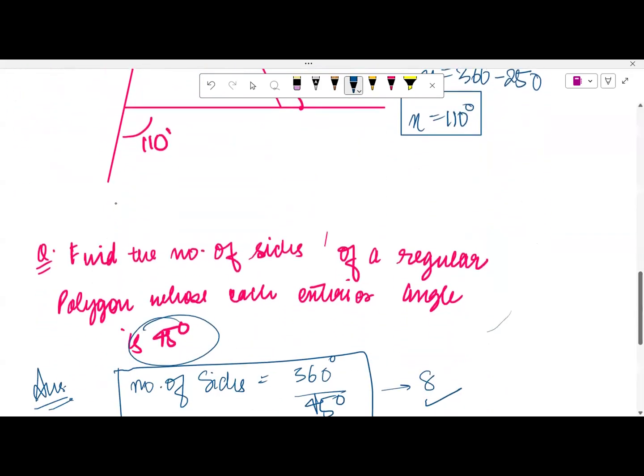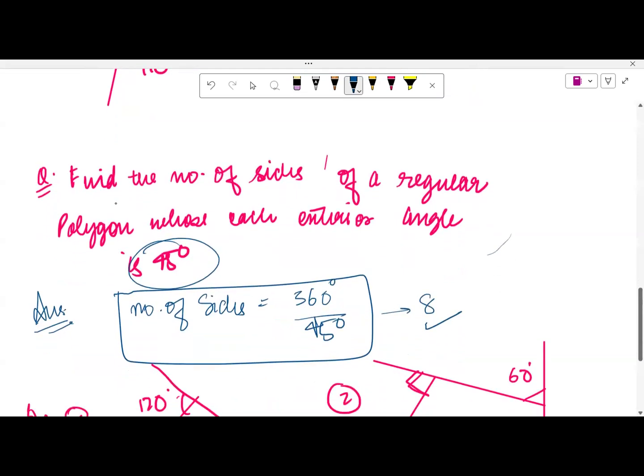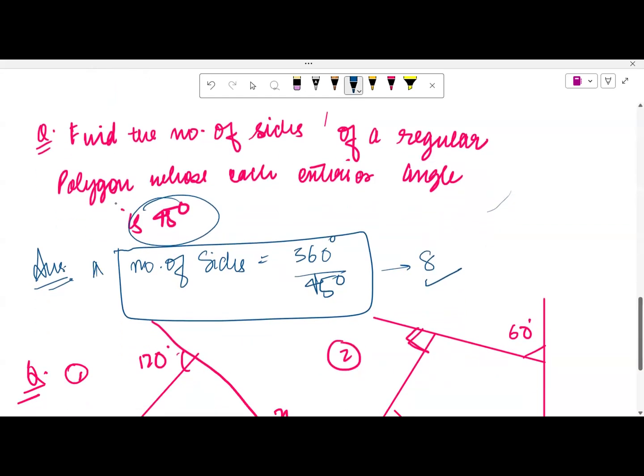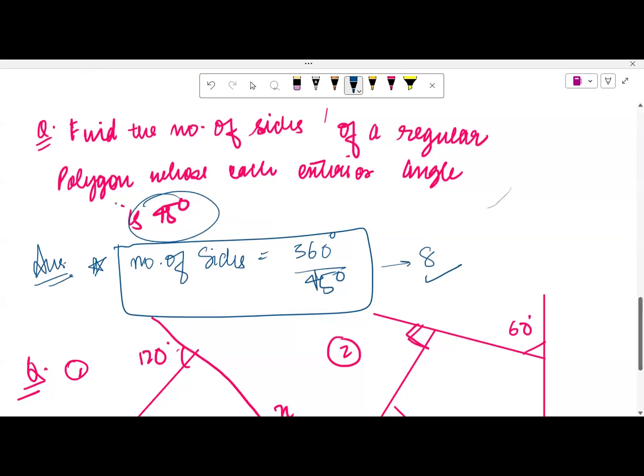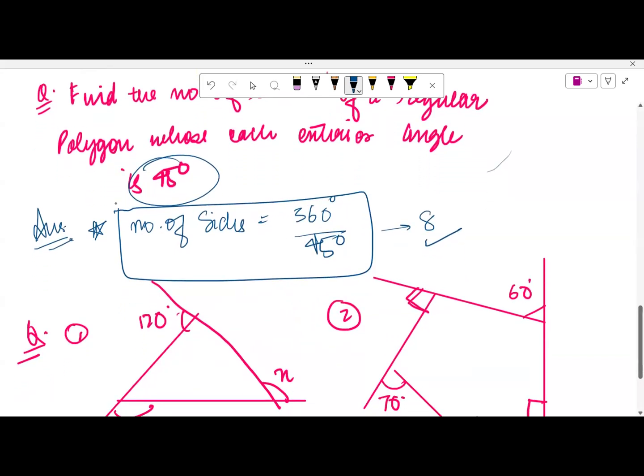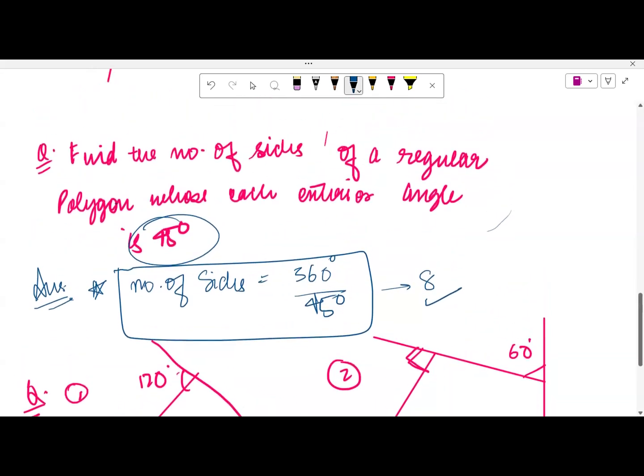Very nice. Now we come to the next question: find the number of sides of a regular polygon whose each exterior angle is 45 degrees. When you have to calculate the number of sides, what are you going to do? Number of sides is equal to 360 degrees upon the given angle. This is the next formula. Here the given angle was 45 degrees, so you did 360 degrees upon 45 and you got 8. Just check this also.